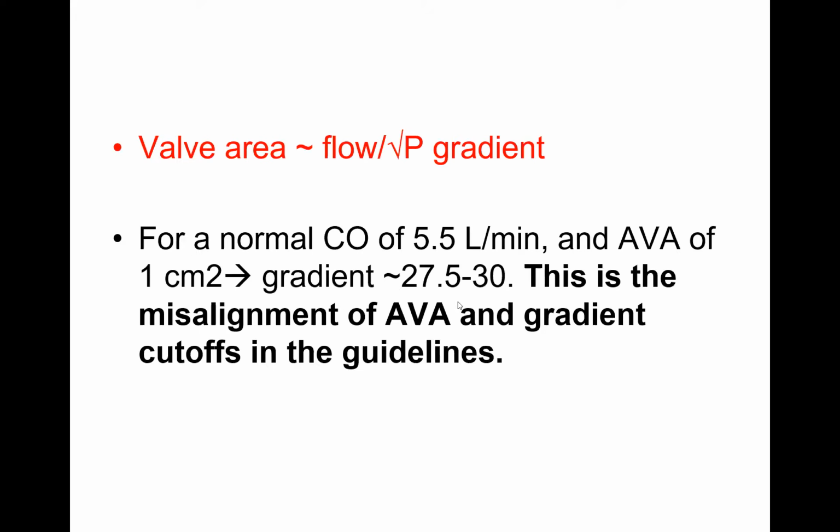Severe AS with either low flow, or normal flow but low gradient because of that misalignment in the guidelines, meaning normal flow and a valve area of 0.9 or 1 will give a gradient in the 30s. Unless you hit 0.8, you may not get a gradient of 40. You kind of got that idea?